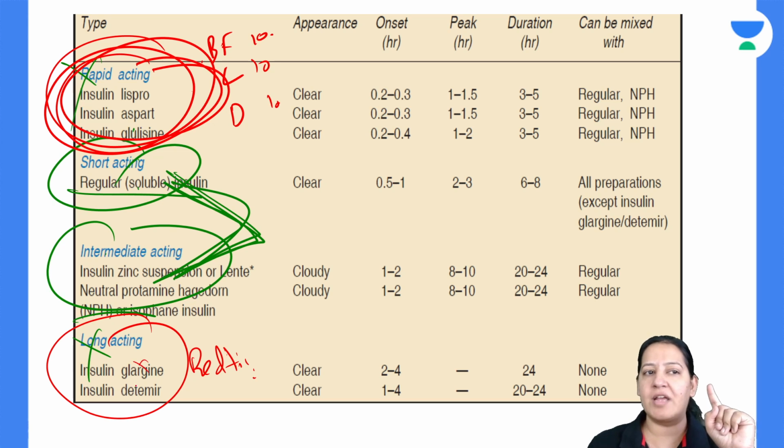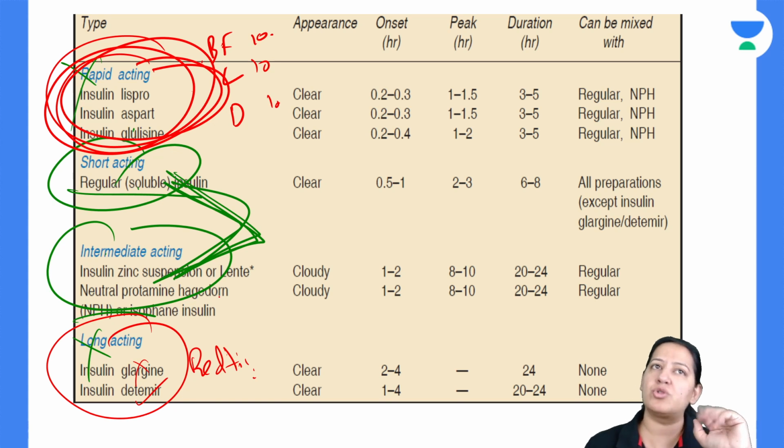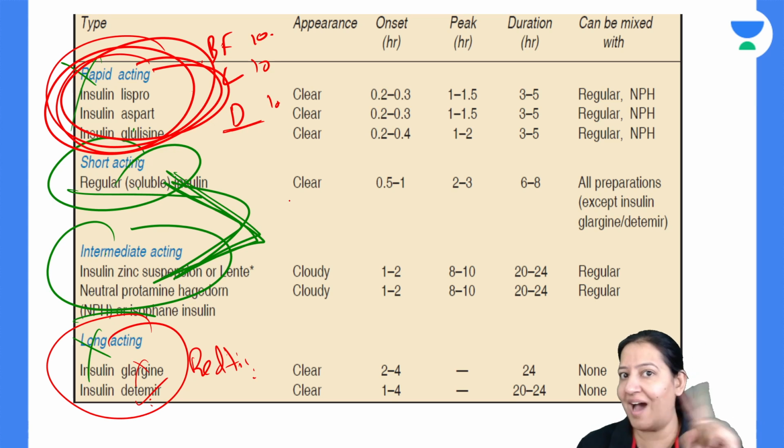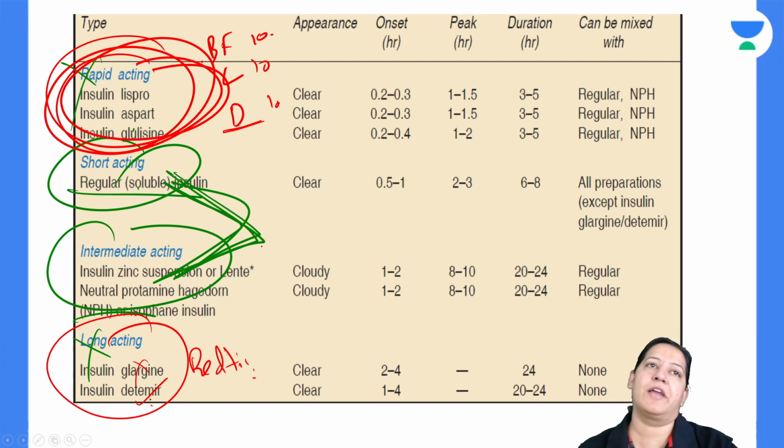You cannot mix Glargine, but you can mix Detemir and Degludec. So these two you can mix. So 3 to 4 injections. This last injection you can mix with the dinner one. Not Glargine, but the other 2 you can mix. So the patient will have to take 3 to 4 injections.